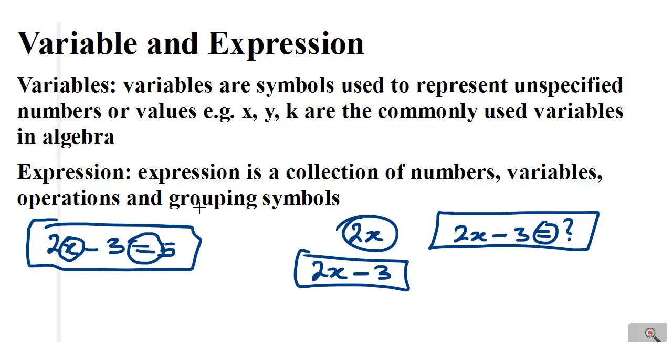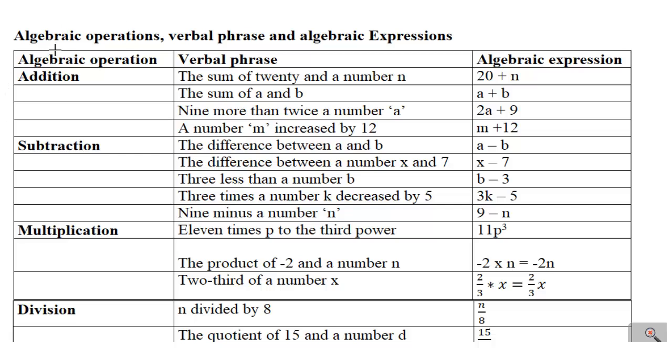So we are now going to be looking at different algebraic operations, the verbal phrase, and the algebraic expression. So let's look at that. Here we have different algebraic operations, the verbal phrase that introduces them, and the algebraic expression. So for the algebraic operation addition, when you hear the word sum, the sum of 20 and a number n, this is a number n. What it means is 20 plus n. Basically, the word sum here is the result you get from addition.